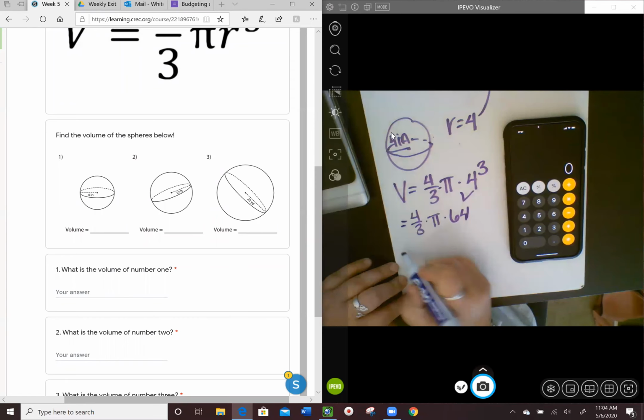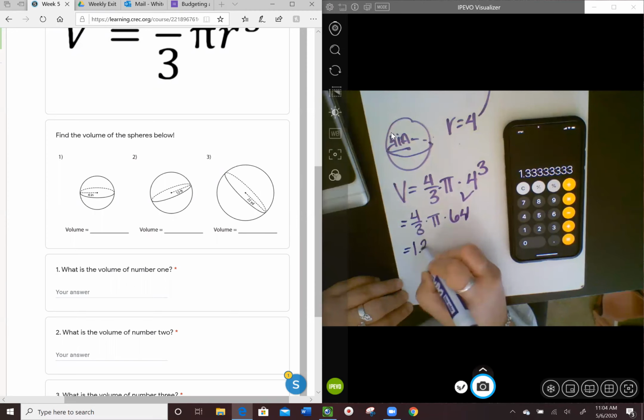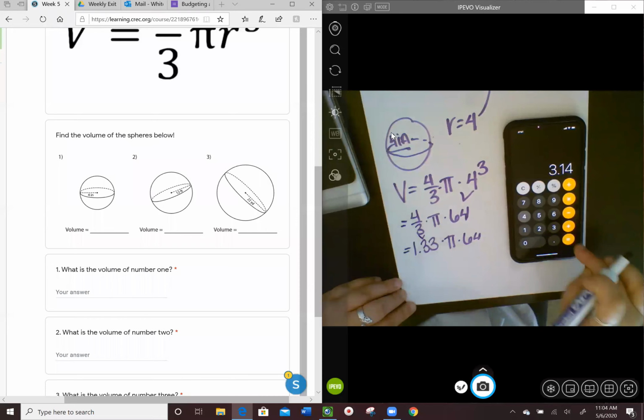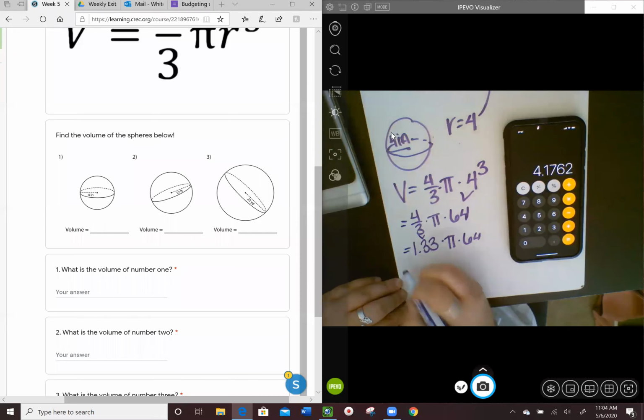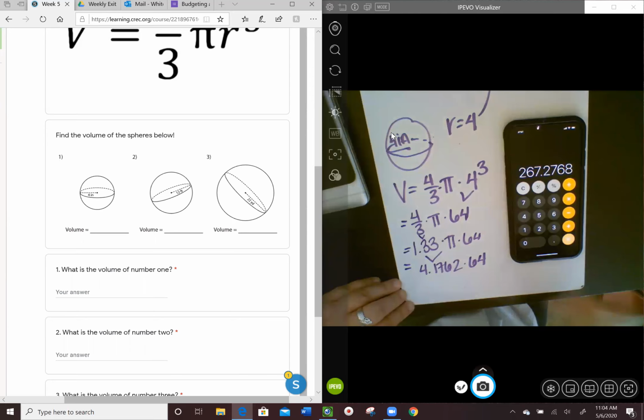So the first thing is that division. And we get the same decimal every single time. So that division became that decimal. Now we've got to multiply. So we've got 1.33 times pi. And remember, pi is 3.14. And my last step is to multiply by that 64. So we're going to multiply by 64 to get our answer here.